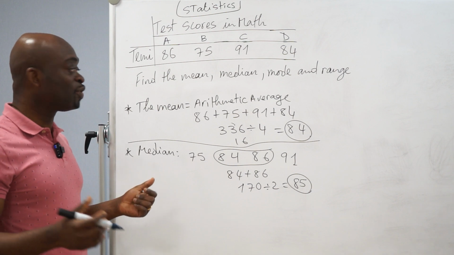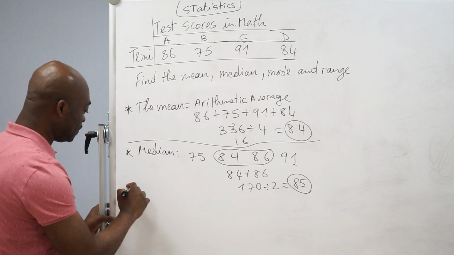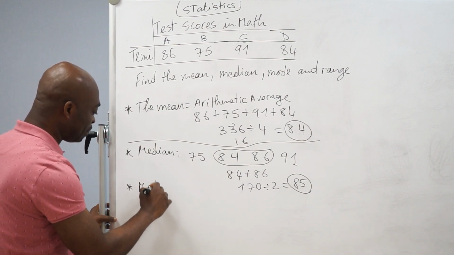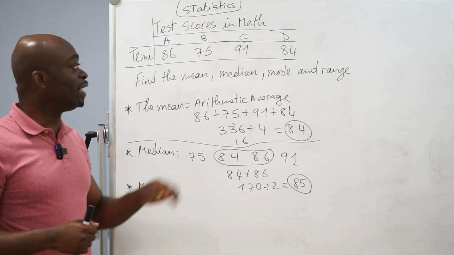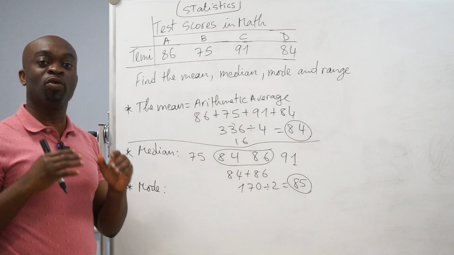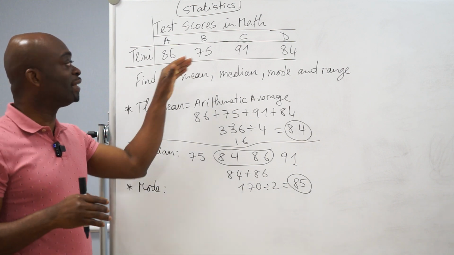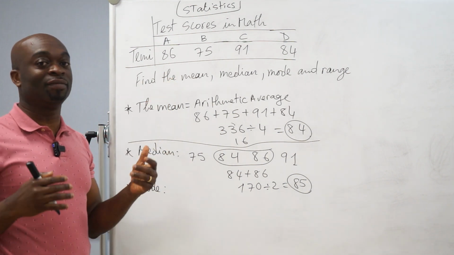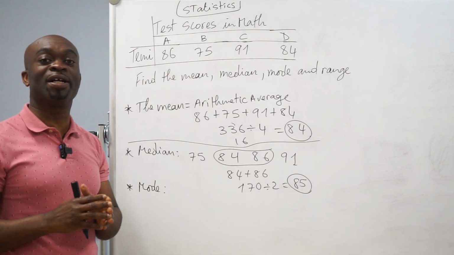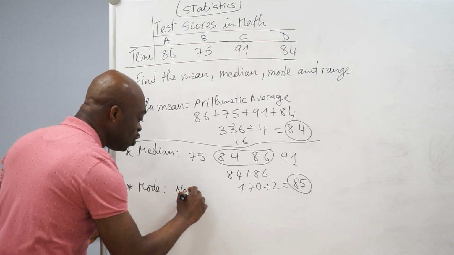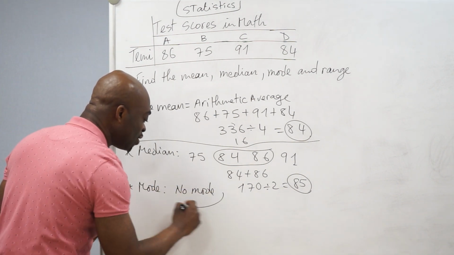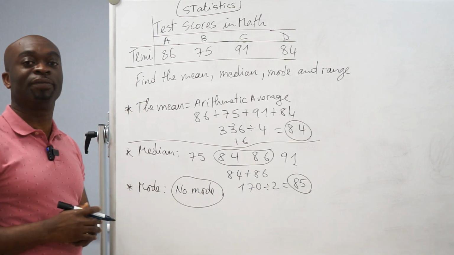Now the next one is to be able to find our mode. And what is the mode? The mode is the most frequent number in the data set. The most frequent number in the data set. So which one is it? None, because all of them are pretty much different numbers. So your mode then is going to be no mode. Your answer is no mode.